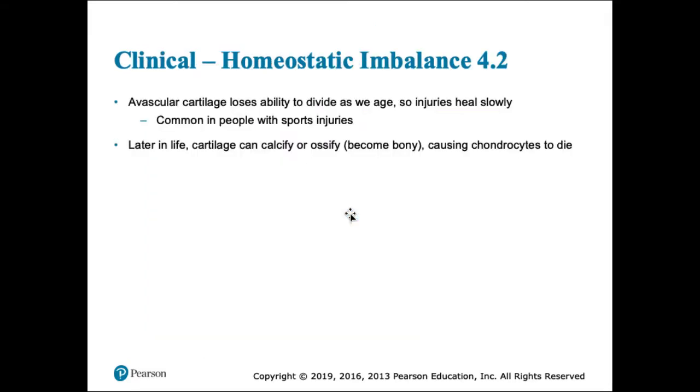So that's really important. One thing is avascular cartilage actually loses the ability to divide as we age, so injuries heal more slowly. This actually happens in people with sports injuries because they have repetitive injuries a lot. Later in life, cartilage can calcify or ossify, basically becoming bony, causing the chondrocytes to die. And this can create problems, not only healing problems, but also makes it more painful over time.